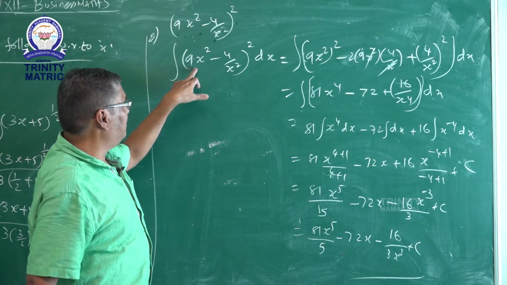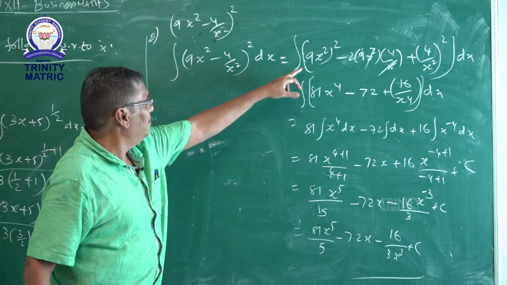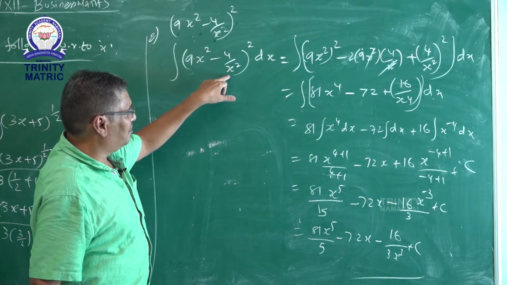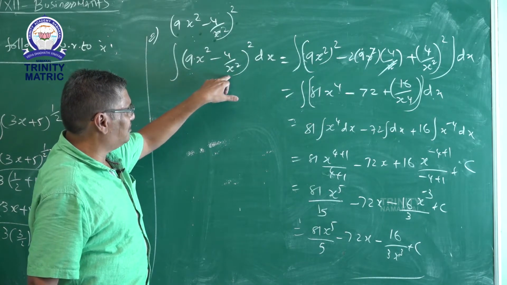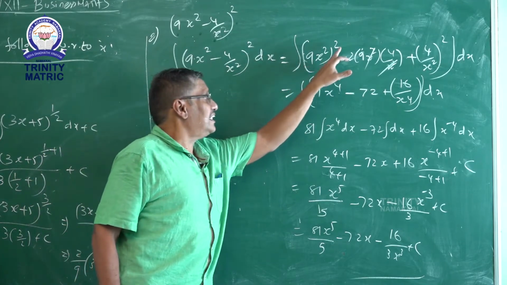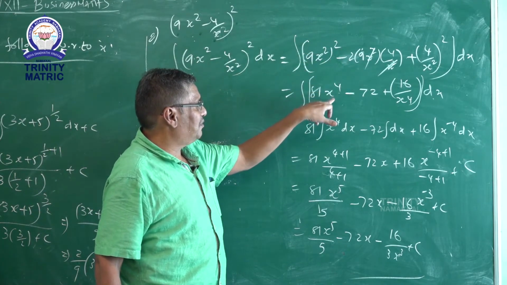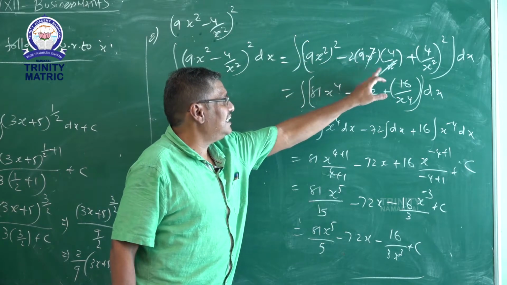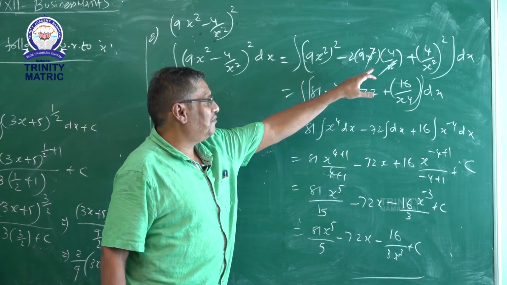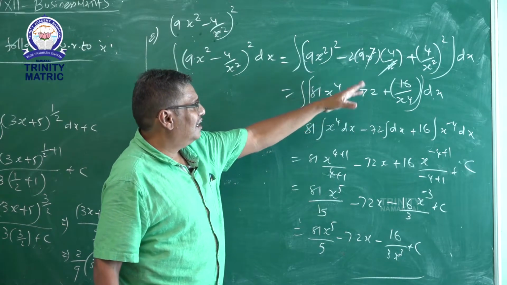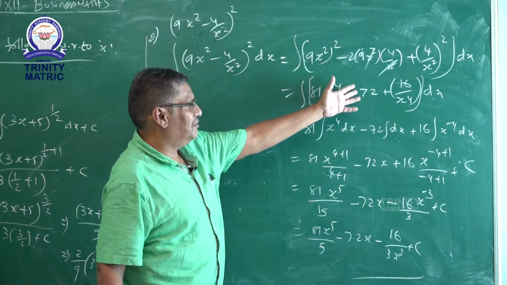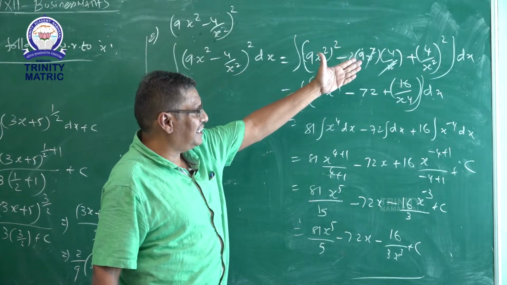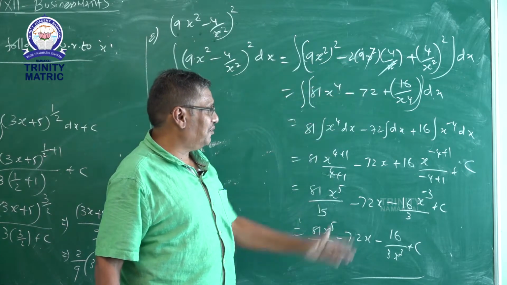So a means here 9x square whole square, minus 2ab, 2 into 9x square, b is 4 by x square, plus b square, that is 4 by x square whole square. So we know that 9 square is 81, that is x power 4. That x square in the numerator and x square in the denominator are cancelled. When we multiply 2 into 9 into 4, what is that? 18 into 4 is 72, or 9 4s are 36, into 2, 72. You know that multiplication is associative. So 4 by x square whole square, what can we get? 16 by x power 4 dx.